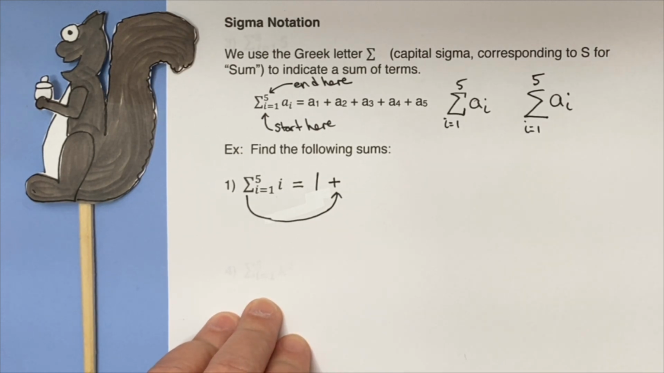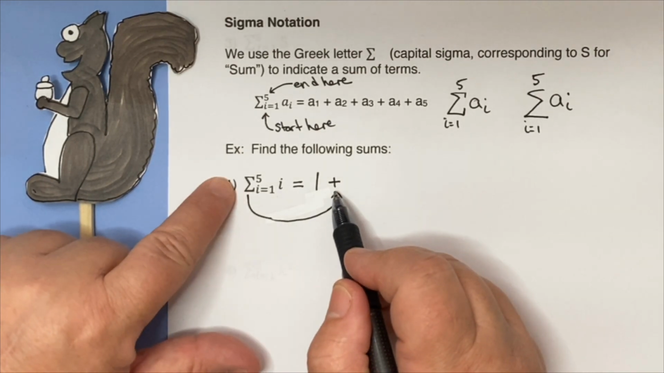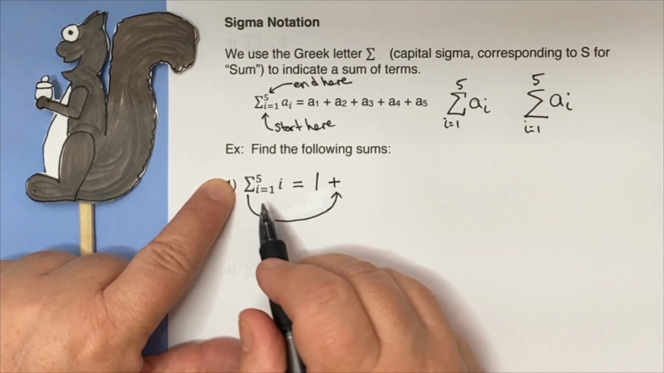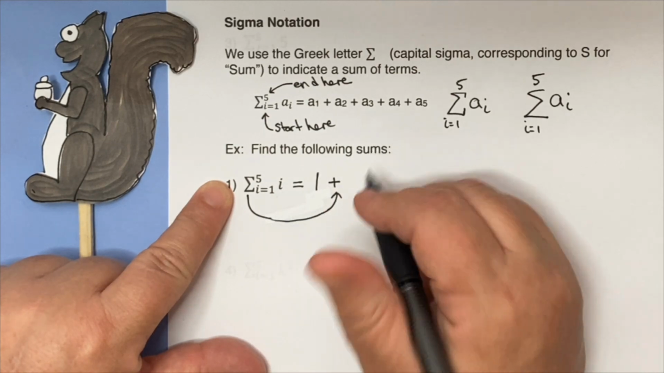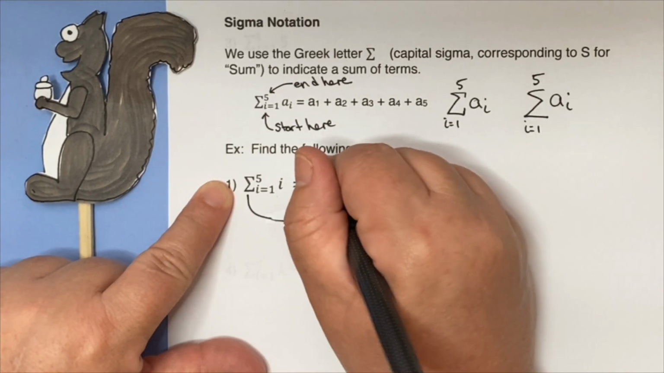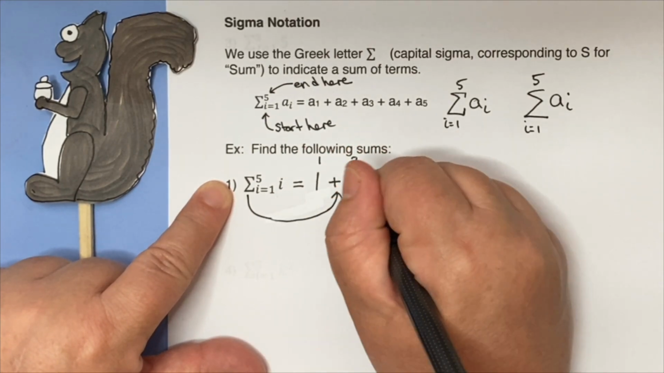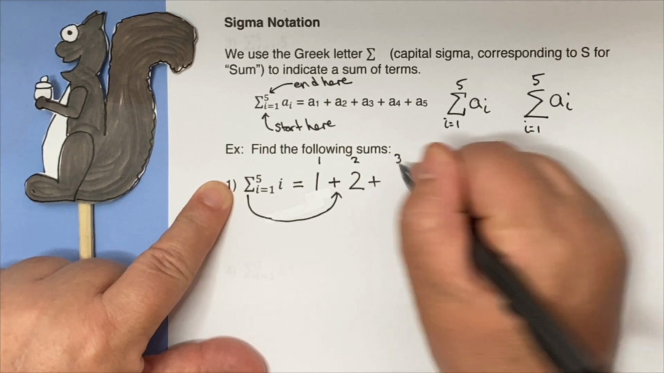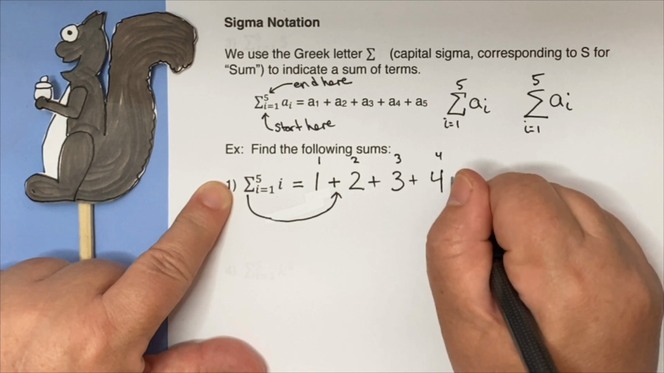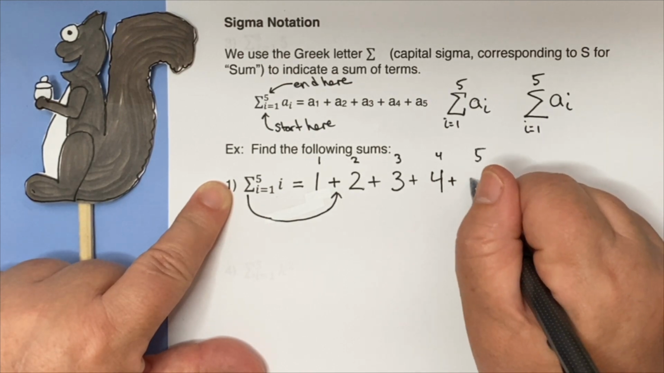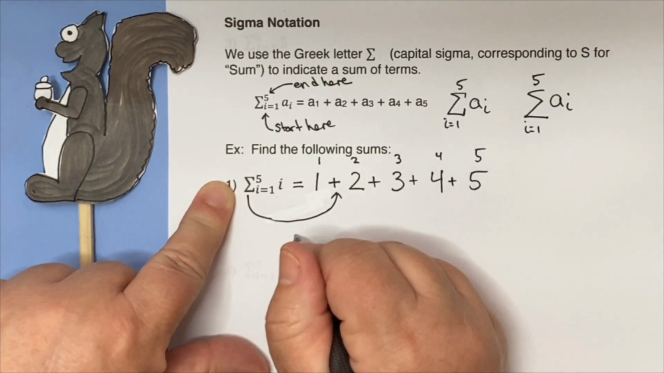So we're not going to do that here. We're going to be adding, so that's sigma. And then we're going to count from 1 to 5, and we're going to count just I. So first we've got for 1, it's 1. For 2, it's just 2. For 3, it's just 3. For 4, it's just 4. And for 5, it's 5. So we're going to take the sum.